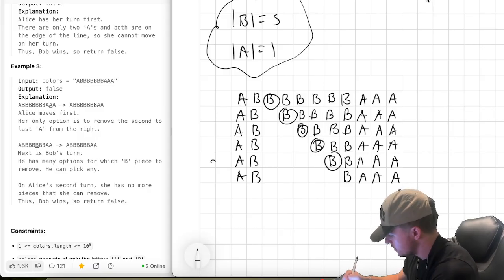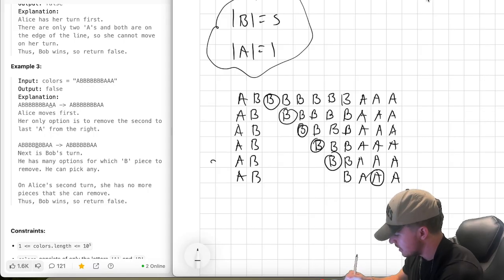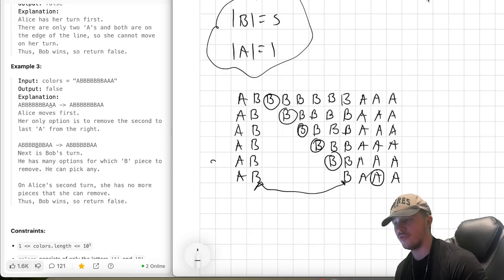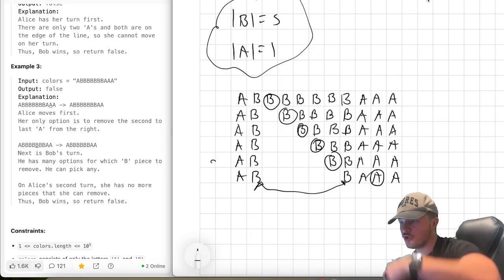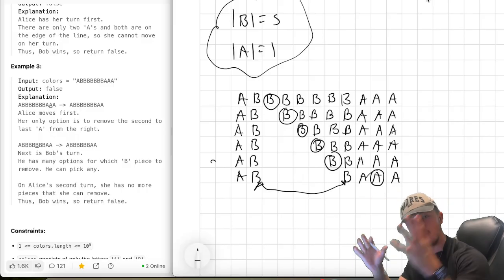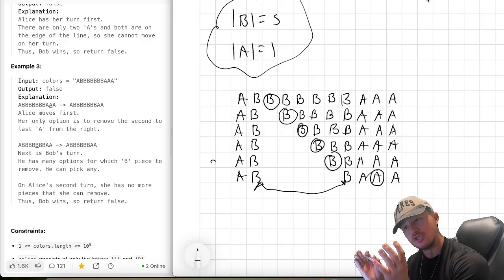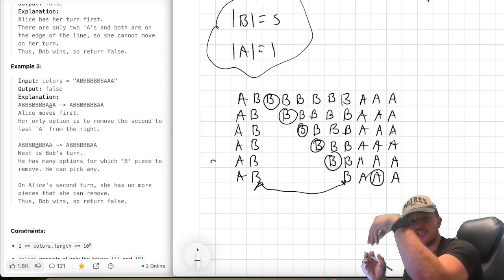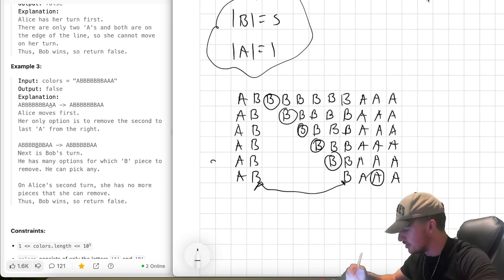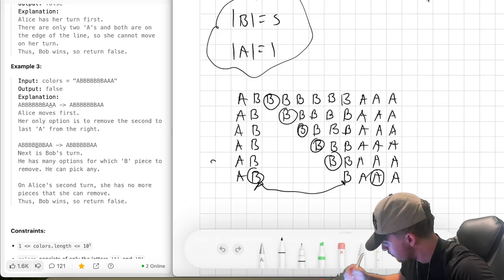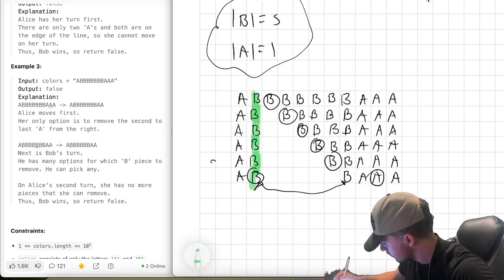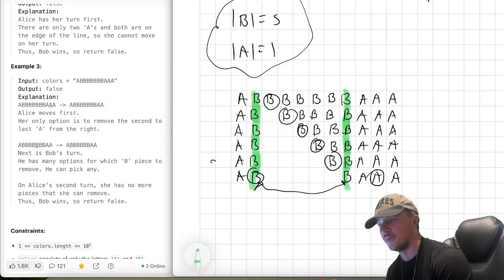Well, no, she can still only remove this A, because these B's, given the way the problem is set up, the way I thought about it, they're like walls, right? Because you can only remove a B that's between other B's. So no matter how many B's you remove, those 2 B's on the edges will always persist, right? You can't remove the B's on the edges. The B's on the edges can never be removed.